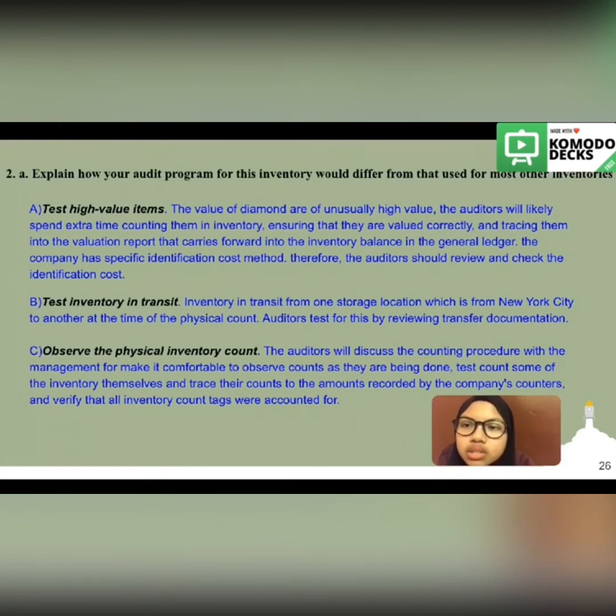Next is to test inventory in transit. Inventory may be in transit from one storage location, which is New York City, to another at the time of the physical count. The auditor tests for this by reviewing transfer documentation. The last one is to observe the physical inventory count. The auditor will discuss the counting procedure with management to be comfortable observing the count as it is being done. Test count some of the inventory themselves and trace their count to the amount recorded by the company counter, and also verify that all inventory count tags were accounted for.